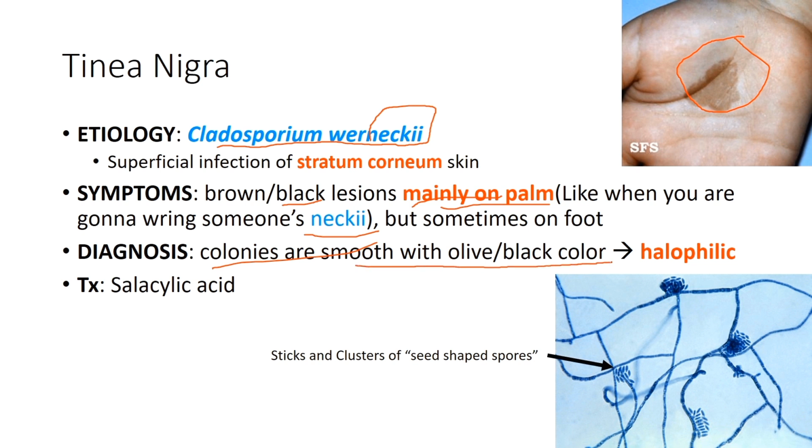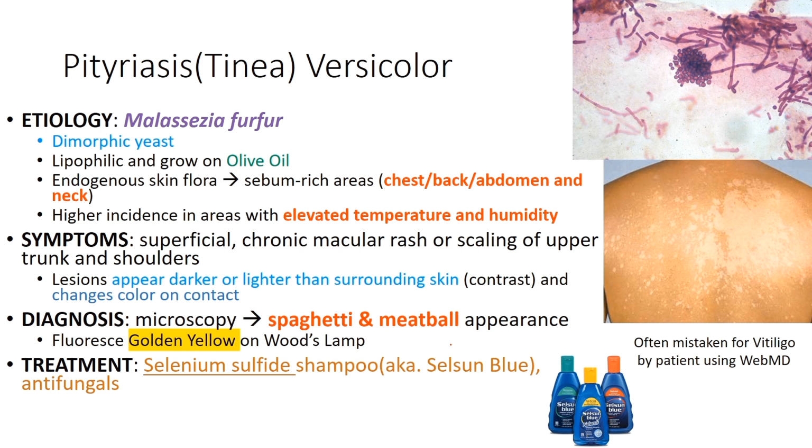So pretty much how diagnosis works is colonies that are smooth with an olive-like color that grow on Sabouraud's agar, which is what we grow fungi on, and they're halophilic. You can use salicylic acid as treatment. If you look at it on histology, it looks like sticks with clusters of little seed-shaped spores. They're not round like when we get to Malassezia furfur, which looks like meatballs, spaghetti and meatballs. This is spaghetti and seeds. See how they're like elongated seeds? They almost look like sunflower seeds or something like that.